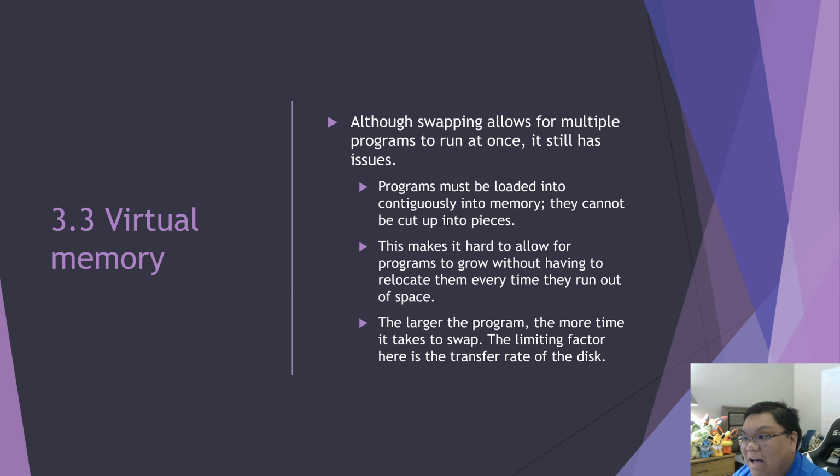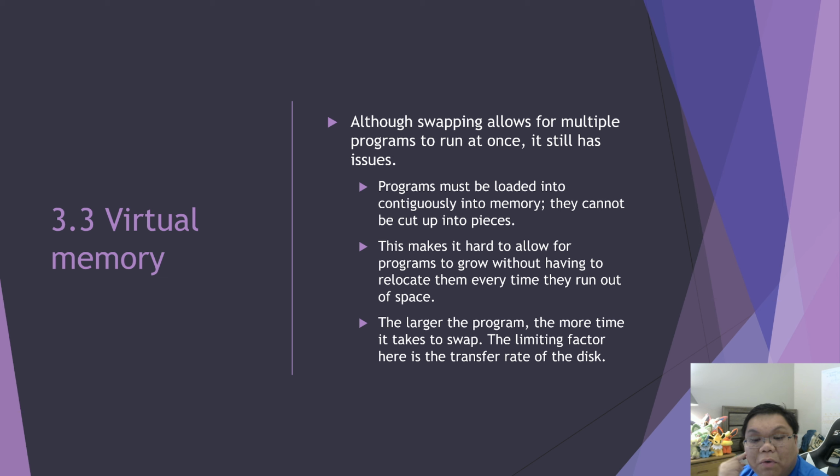Although swapping allows for multiple programs to run at once, it still has issues. Under swapping, we made the requirement that programs must be loaded into contiguous blocks of memory. They cannot be cut up into pieces. This makes it hard for programs to grow without having to relocate them every time they run out of space. The larger the program, the more time it takes to swap. And the limiting factor here is the transfer rate of the disk.